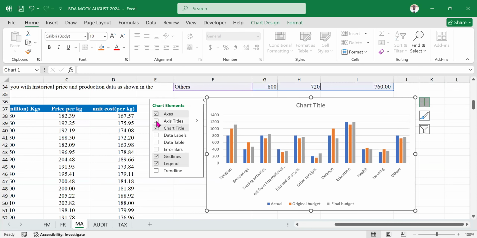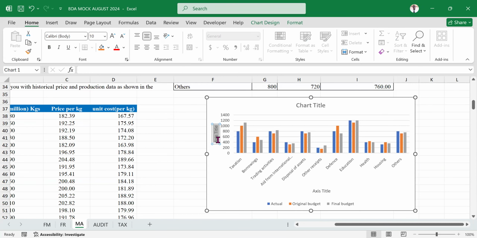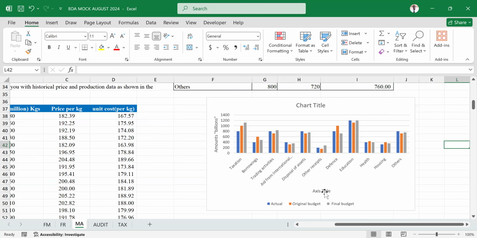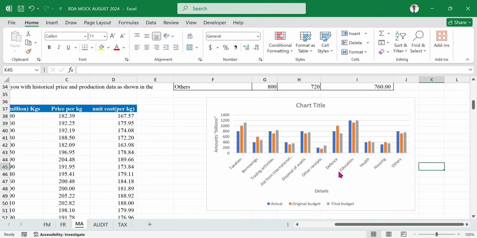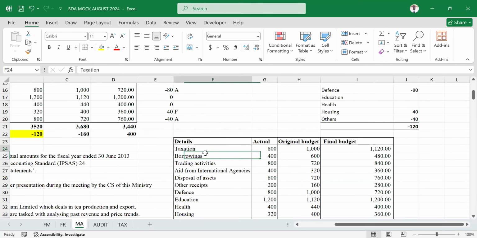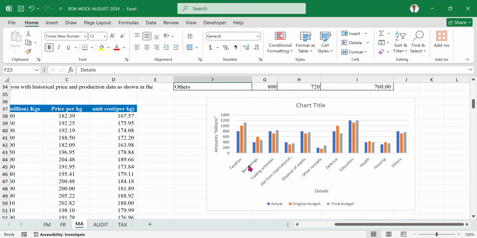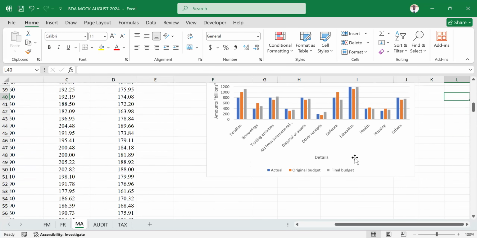So we will go there and say axis titles. On the y-axis, we have the amounts. It's also good to put the level of precision. Our figures are in billions. Then on the x-axis, we have the details. Let's just call them details. I was trying to look for a better term to present this, but they're just details. That's what is in our original presentation there.